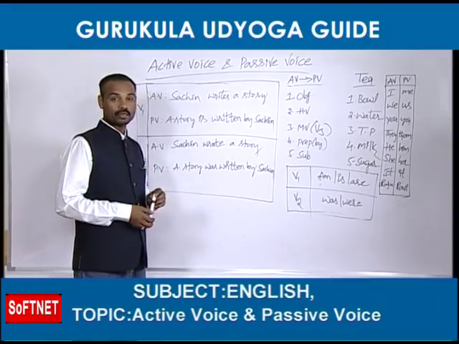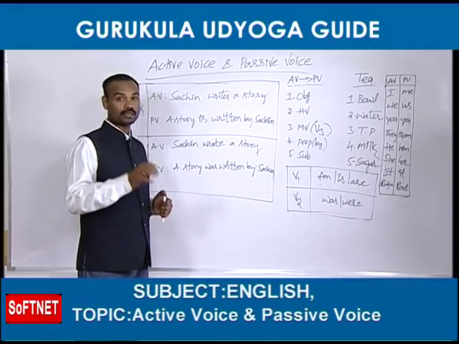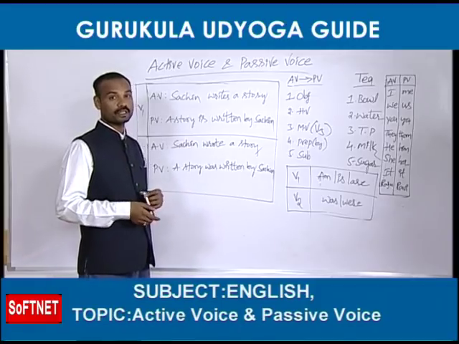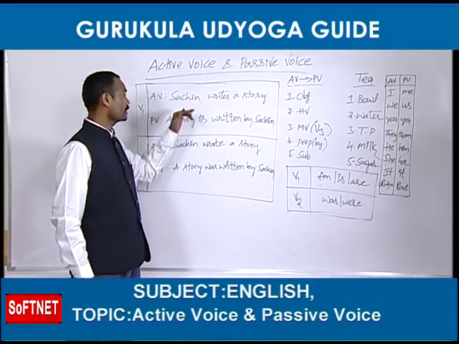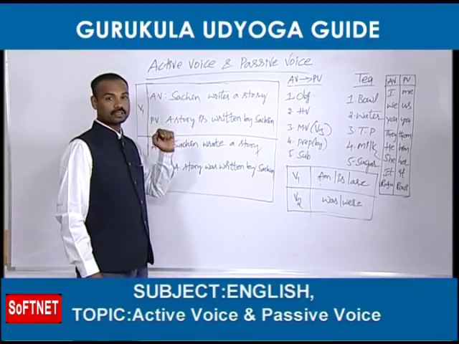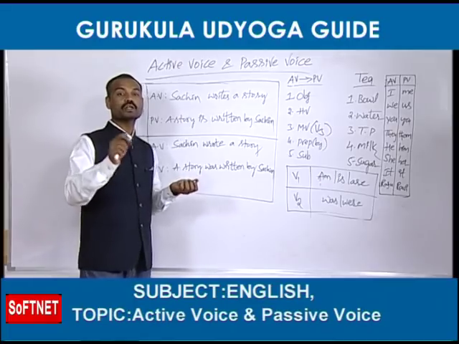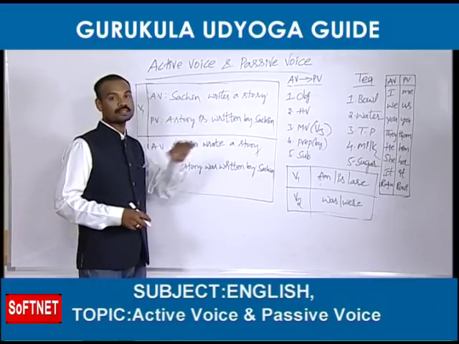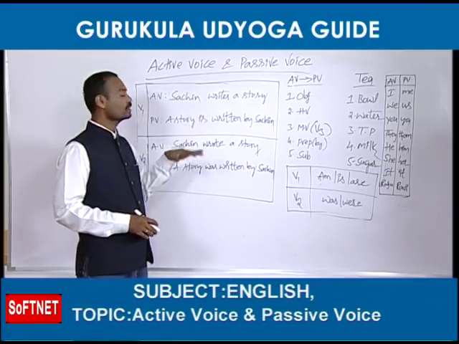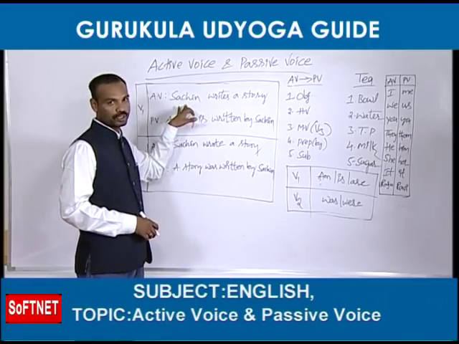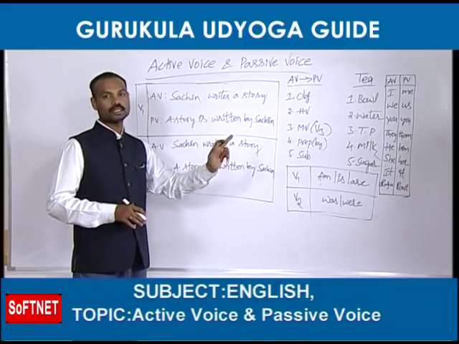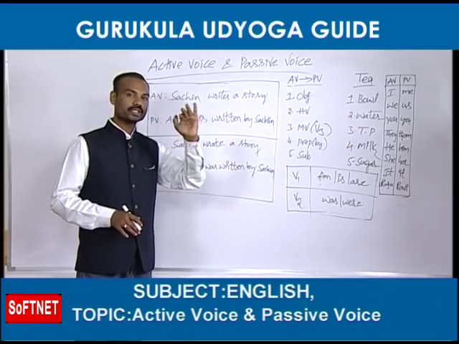Some of you are going to ask, sir, how can you say that Sachin is the subject? What I told you, what is the definition of the subject? Doer. Doer is called the subject. Here writing is one work. Who is doing that writing work? Sachin. Sachin is doing some work, that's why he is called a doer. This sentence has started with the subject, that's why it is called active voice. If any sentence starts with the subject, that is called active voice.